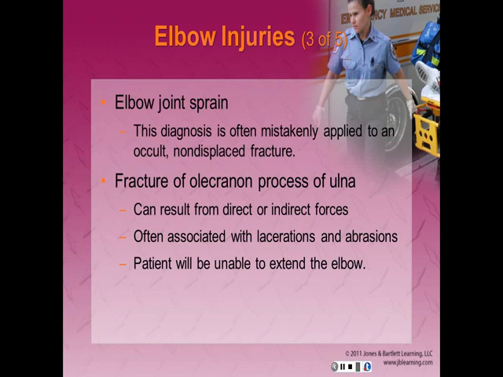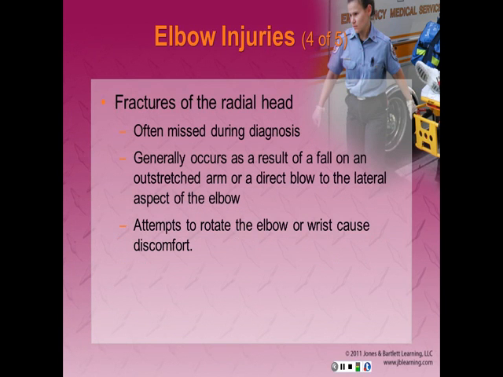Elbow joint sprain. This diagnosis is often mistakenly applied to an occult non-displaced fracture. Fracture of the olecranon process of the ulna. This fracture can result from direct or indirect forces and is often associated with lacerations and abrasions. The patient will be unable to actively extend the elbow. Fractures of the radial head. This is often missed during diagnosis.